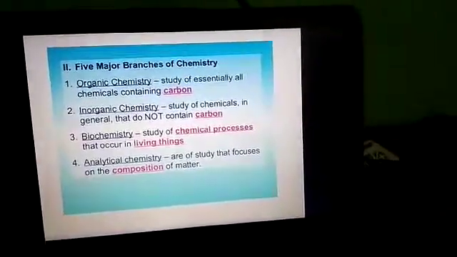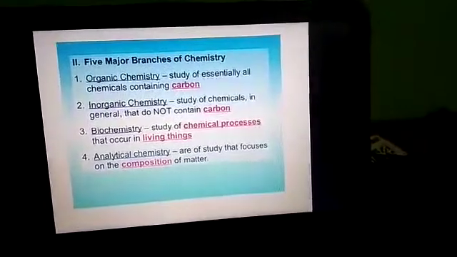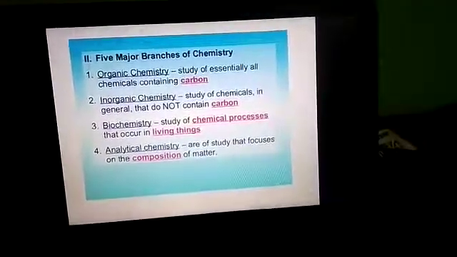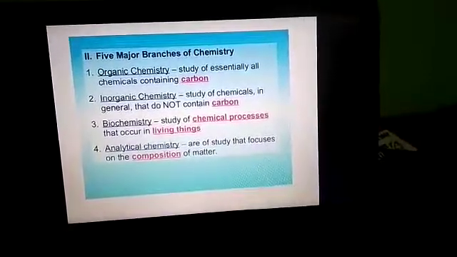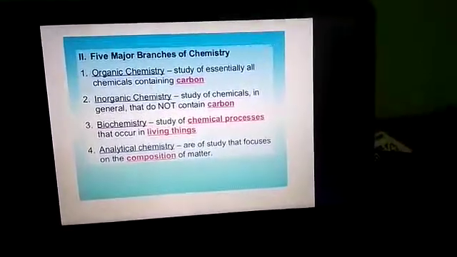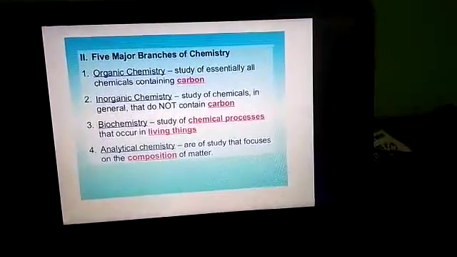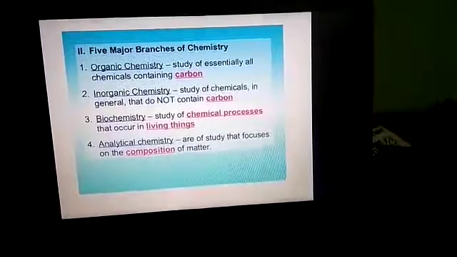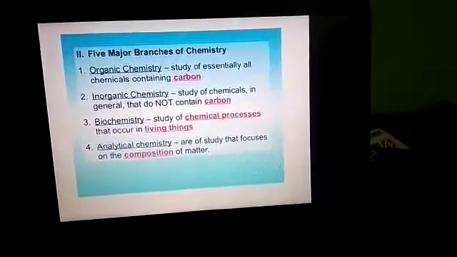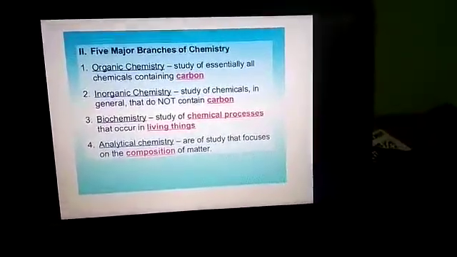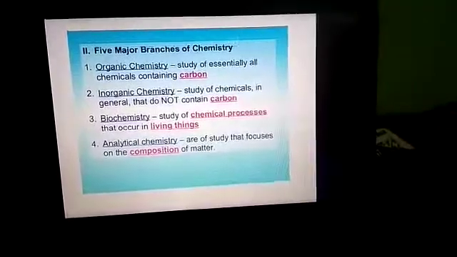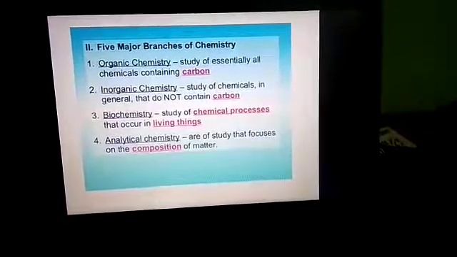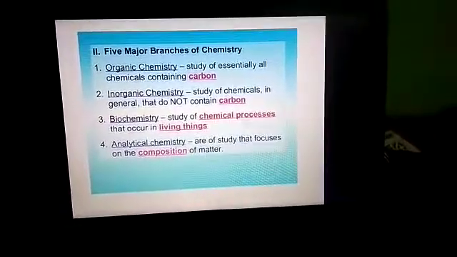So what are the branches of chemistry? First, organic chemistry, inorganic chemistry, biochemistry, analytical chemistry. What is organic chemistry? Study of essentially all chemicals containing carbon, or we can say the elements or chemicals which contain carbon. Chemicals which contain carbon is organic chemistry, means study of carbon.